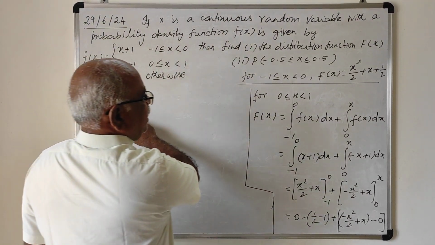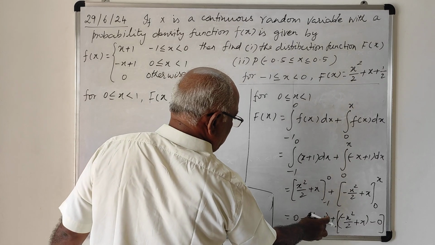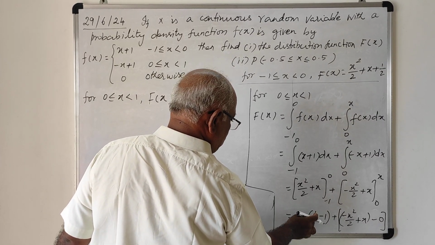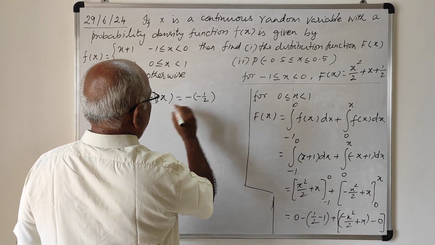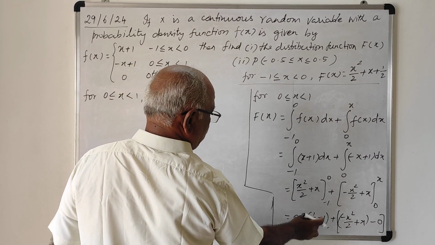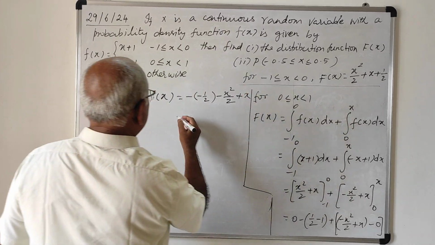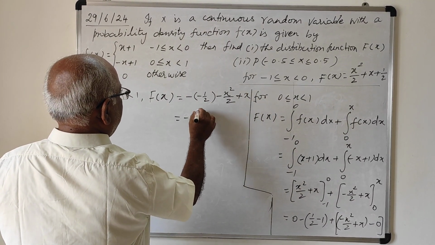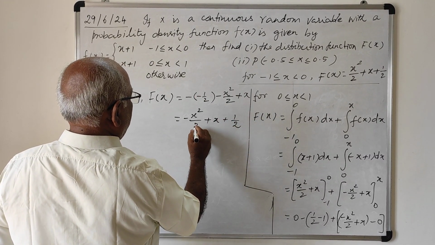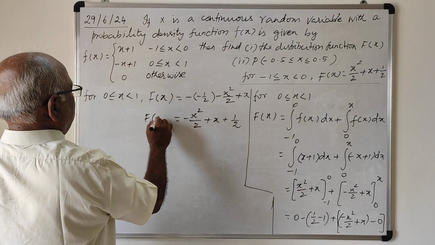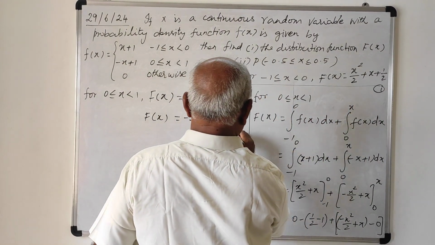For 0 less than or equal to x less than 1, in this case, the distribution function capital F of x is 1 minus half into minus 1 into minus 1 plus 1 by 2, is minus 1 by 2. Again minus x square by 2 plus x only. So you get minus x square by 2 plus x, minus of minus plus 1 by 2. So this is your capital F of x for 0 less than or equal to x less than 1. So this is 1 and this is 2.